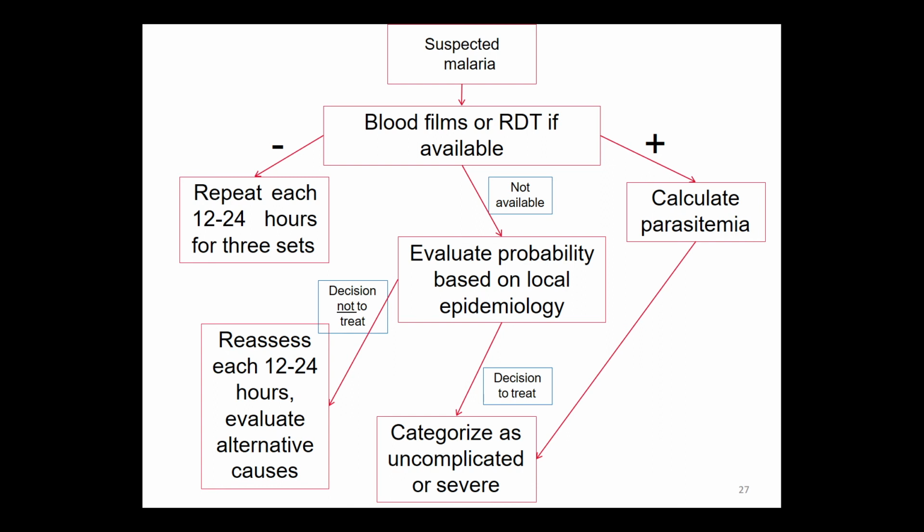If it's not available, evaluate probability based on local epidemiology. Decision to treat: decide what severity and treat. Decision not to treat: re-assess every 12-24 hours, evaluate alternative causes. Yes, so maybe to see if some symptoms appear, or you find the real reason for this disease.